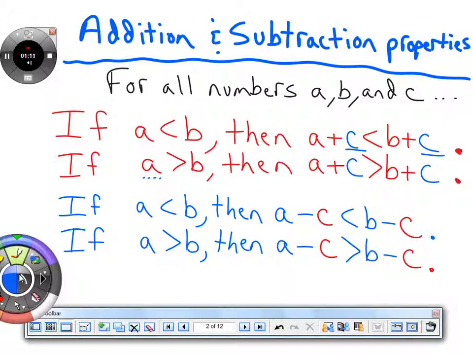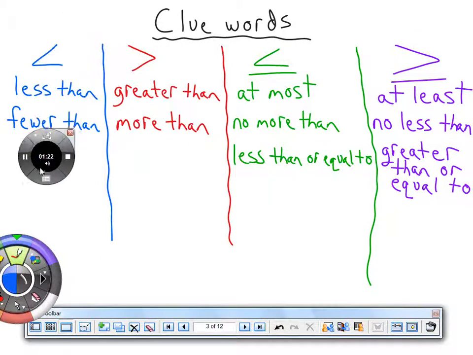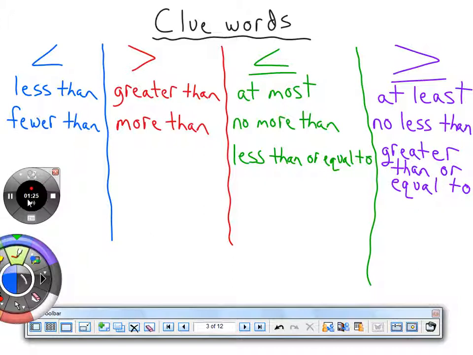Just like with equations, when we tried to keep those in balance, well, these aren't perfectly equal on both sides, but at least the inequality remains true. All right. There are some clue words because sometimes we'll have to translate the words into inequalities and numbers.